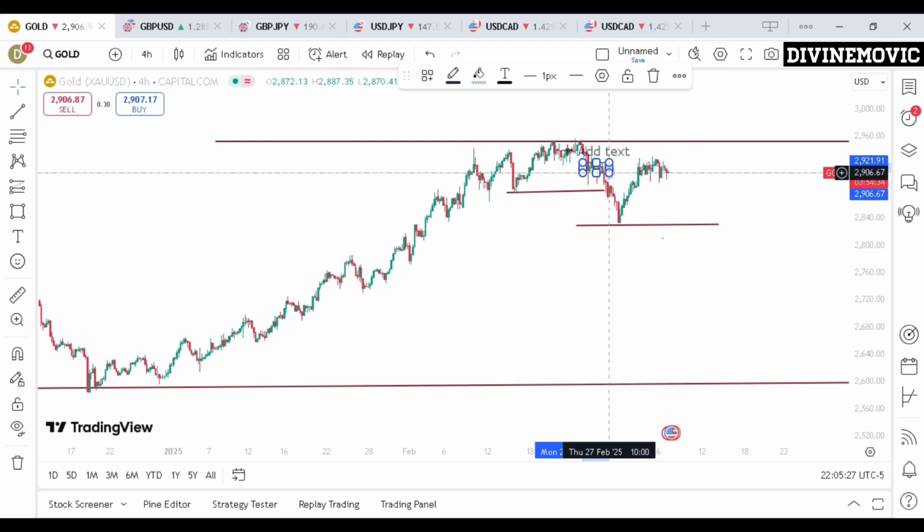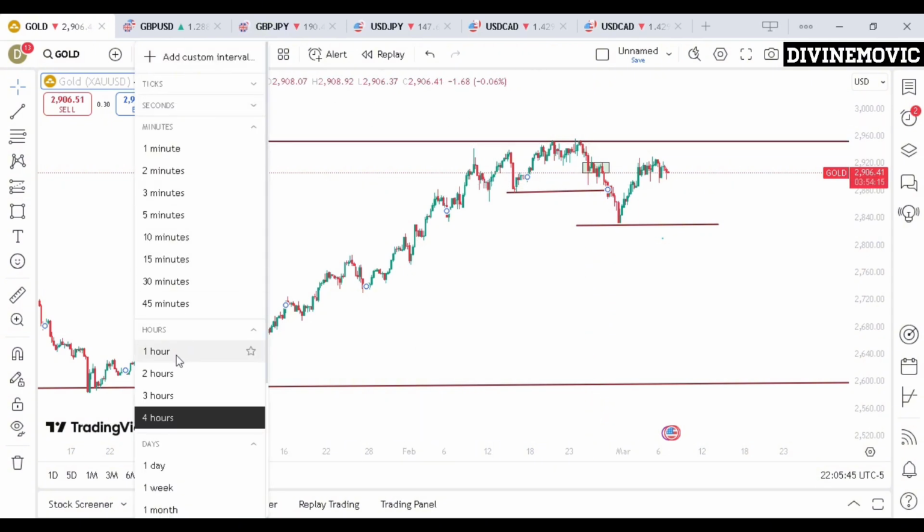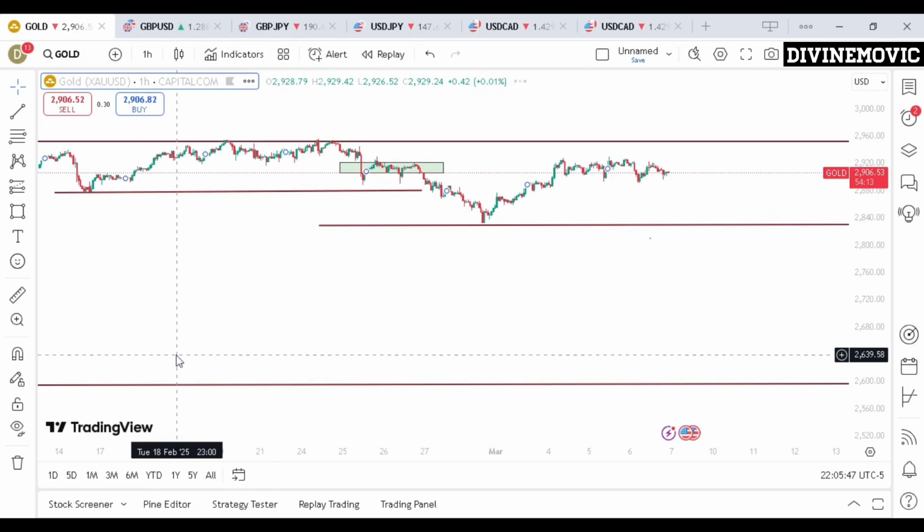One will refine this supply zone to become a POI and use liquidity to hold that POI. The next thing to do now is go to the 1 hour time frame and refine this zone to become a point of interest, and as well identify liquidity and use liquidity to know where price is likely going to go to.